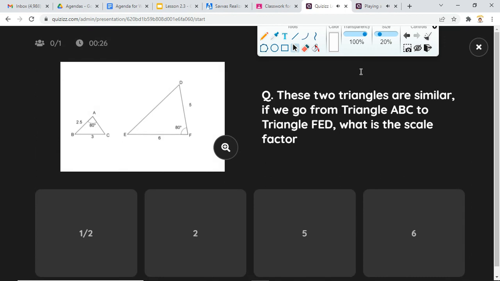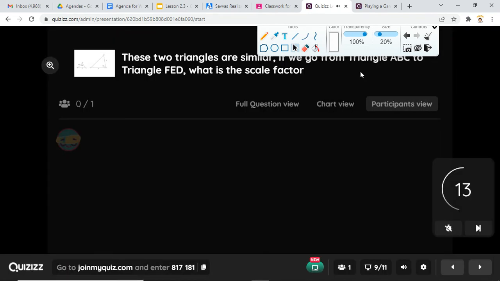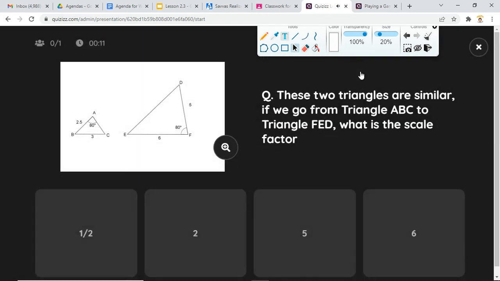These two triangles are similar. If we go from triangle ABC to triangle FED, what is the scale factor? So they're similar. Find the scale factor. This would just be like performing a dilation. So remember, whenever we perform a dilation, we have to take our new side length divided by our old side length. The only thing we have to be careful about here is that we are matching up our sides correctly.